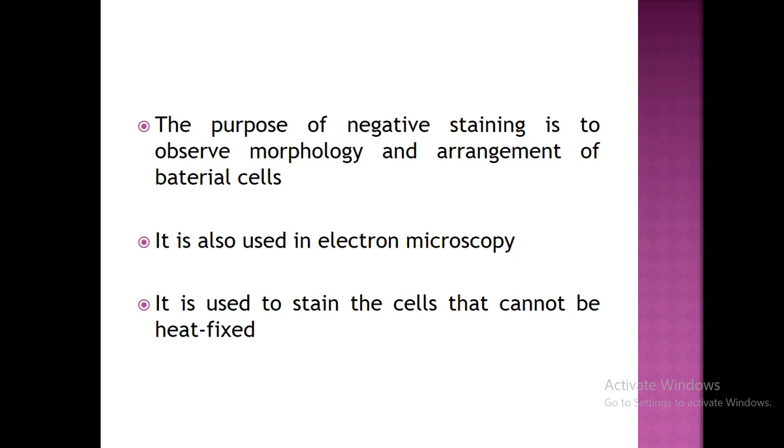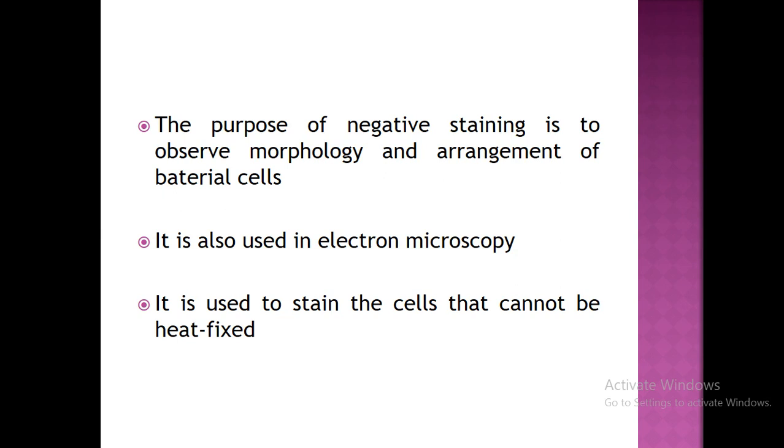As we know that bacteria, they are very small microscopic organisms. Even if we want to observe them, we need to color them, and staining is a coloring method, but this negative staining is an indirect staining method. This indirect staining method will help us to observe the morphology as well as their arrangement.